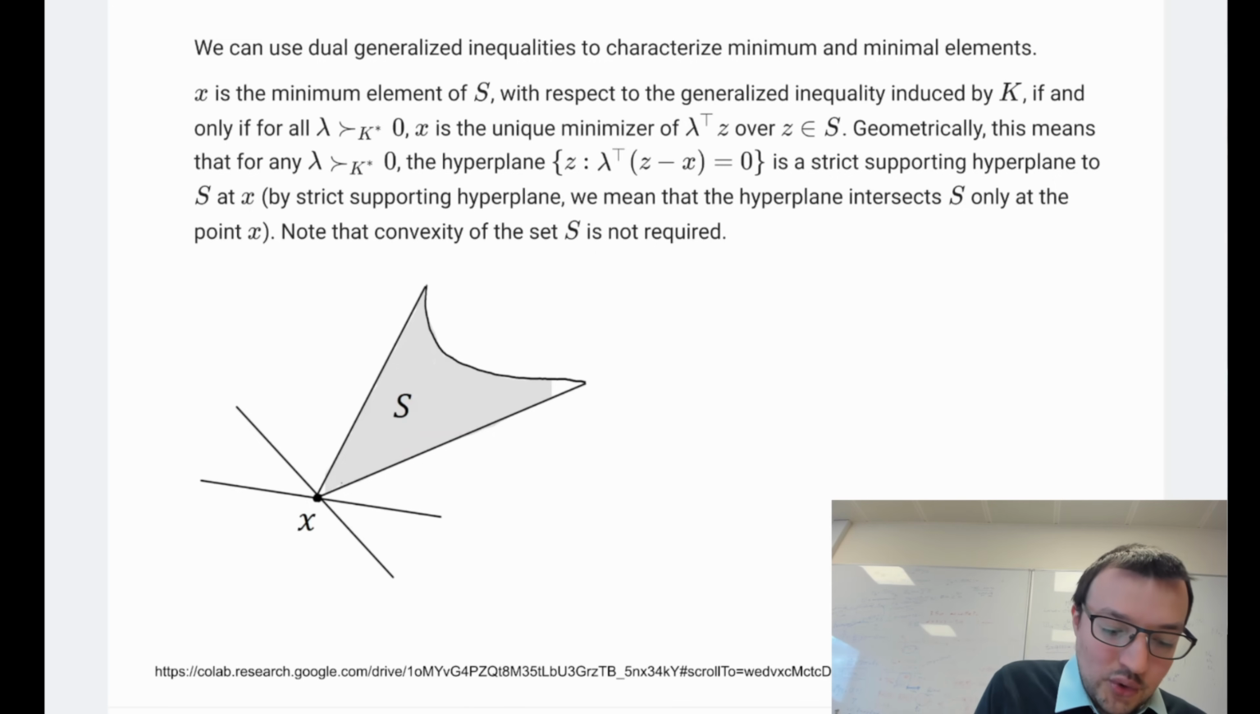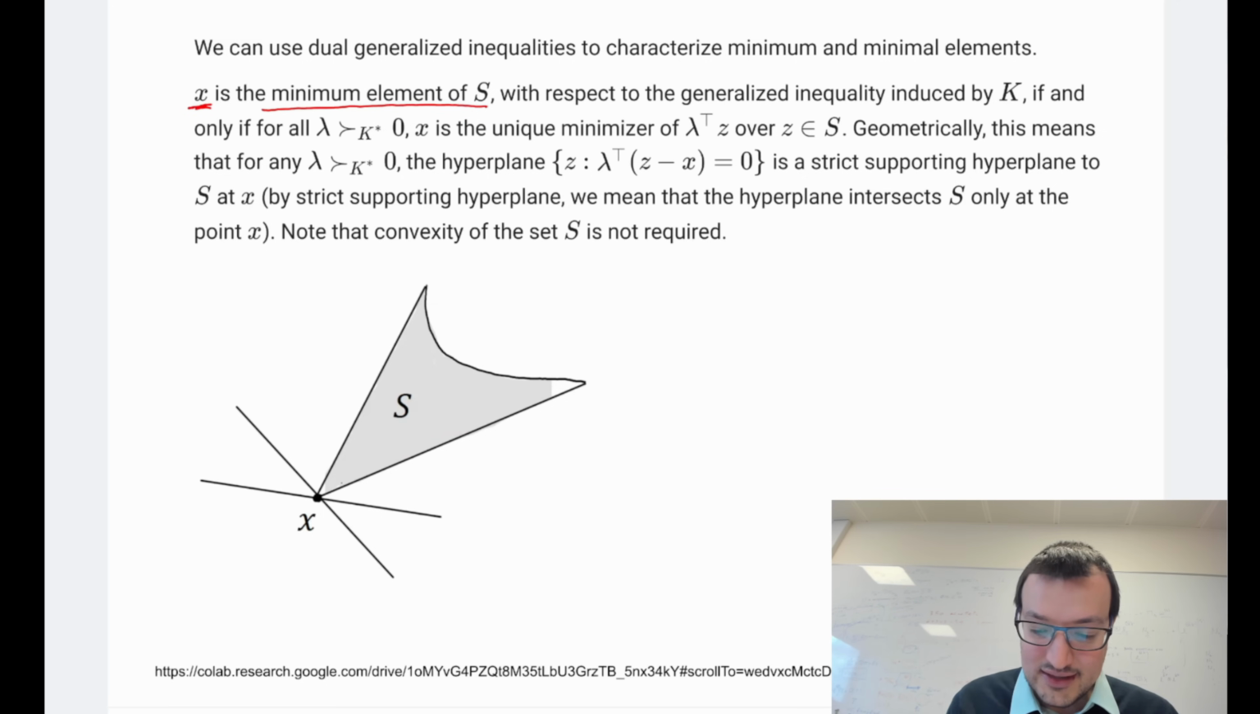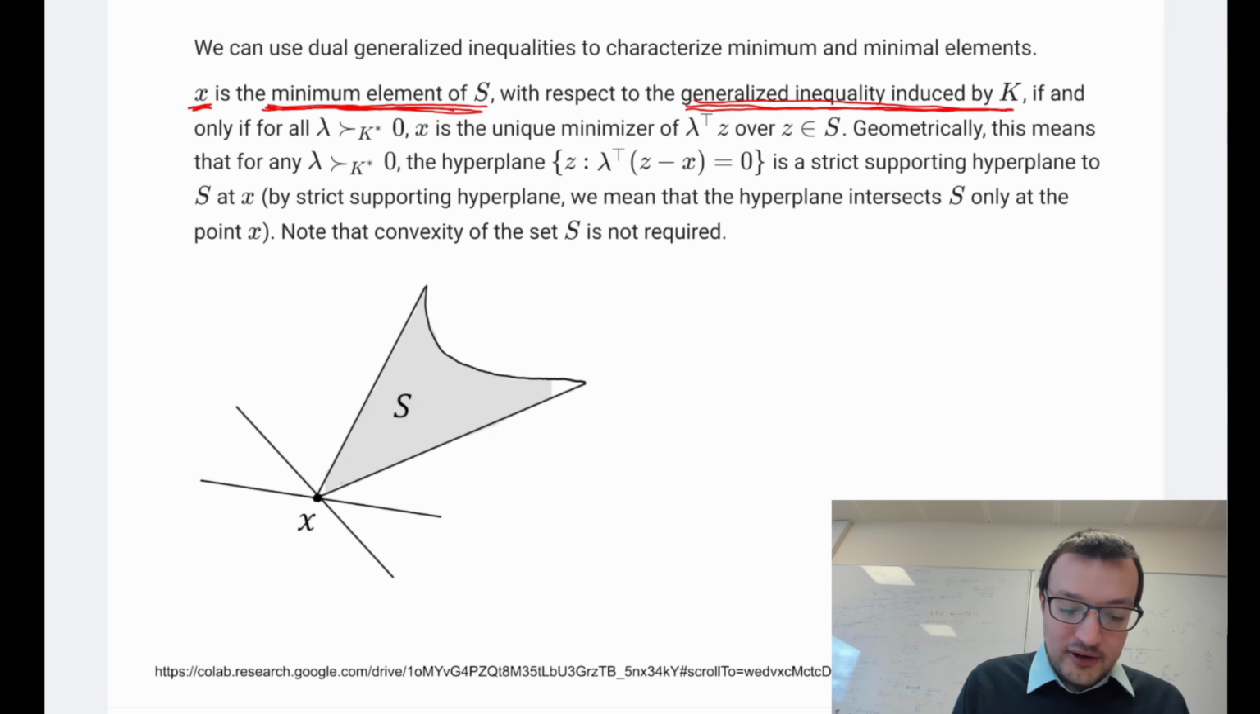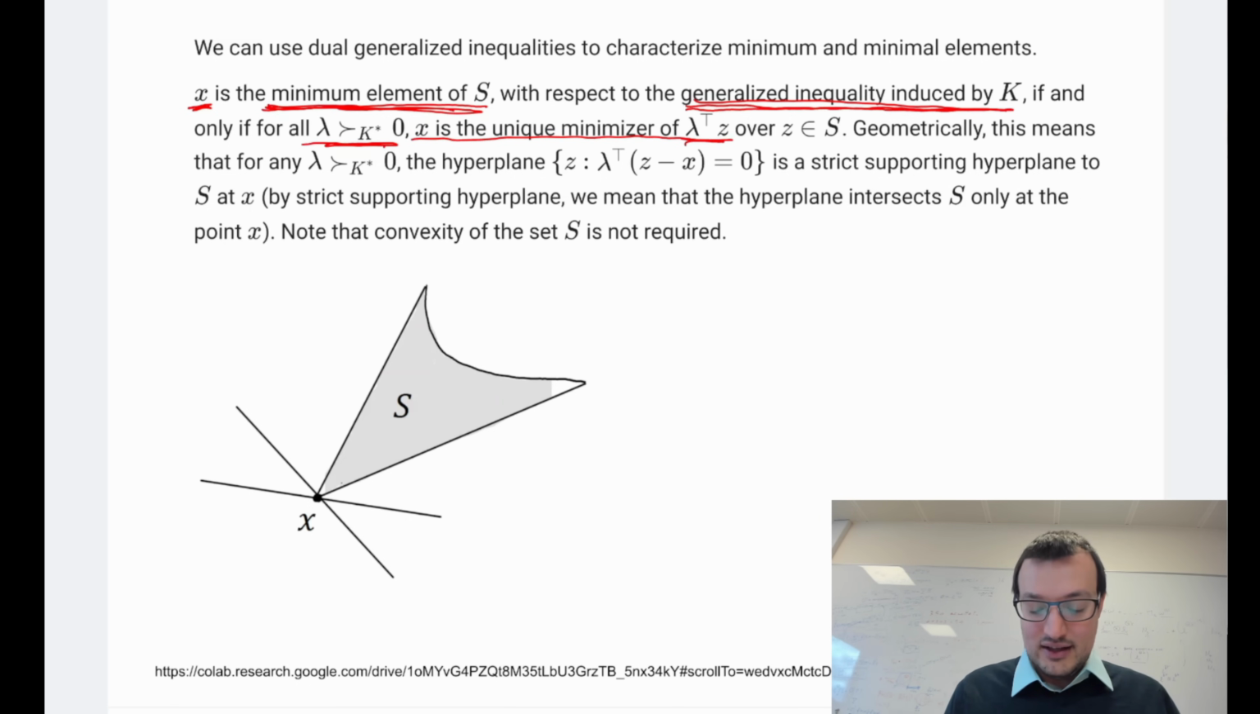X is the minimum element of S with respect to the generalized inequality induced by K if and only if for all lambda which are strictly positive in the dual cone, X is the unique minimizer of lambda transpose Z over all the elements belonging to S.